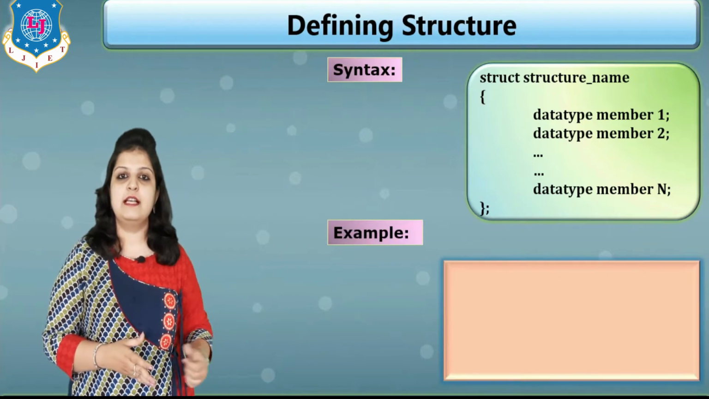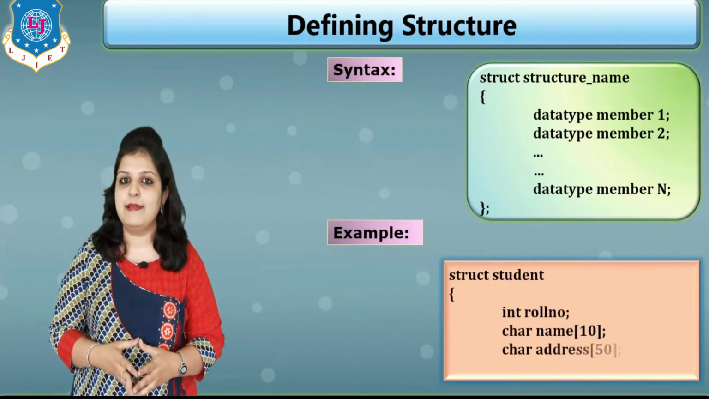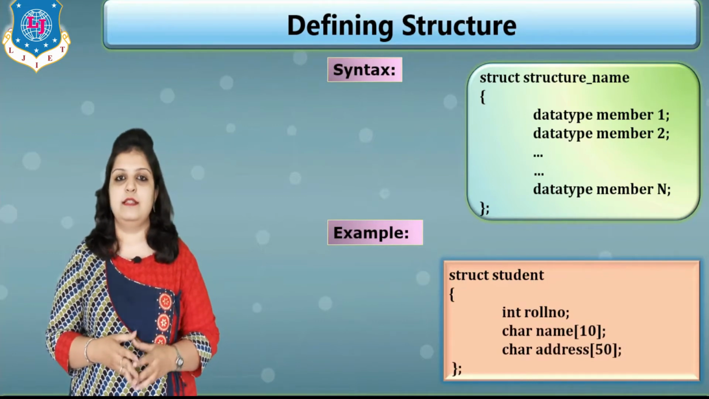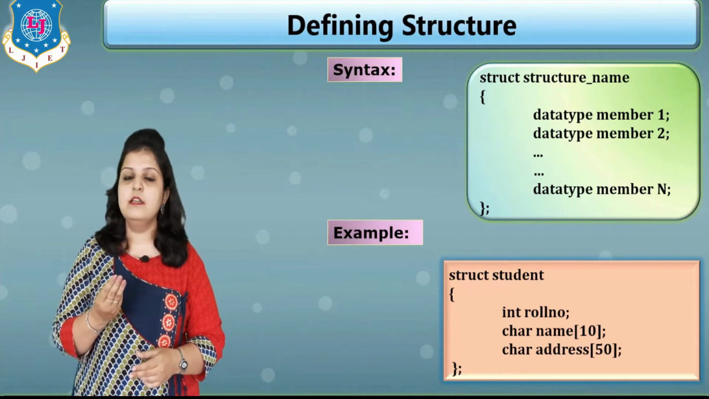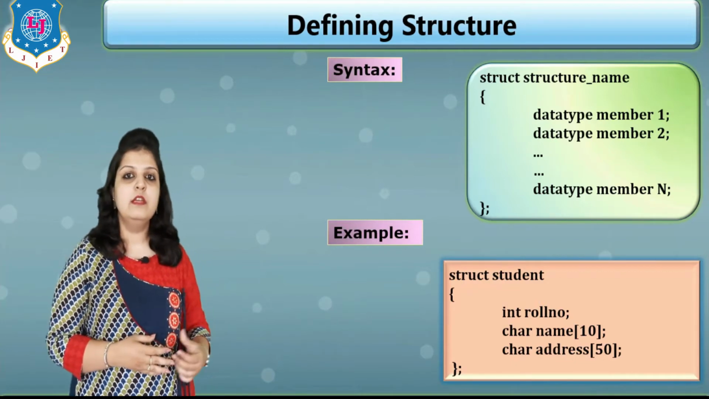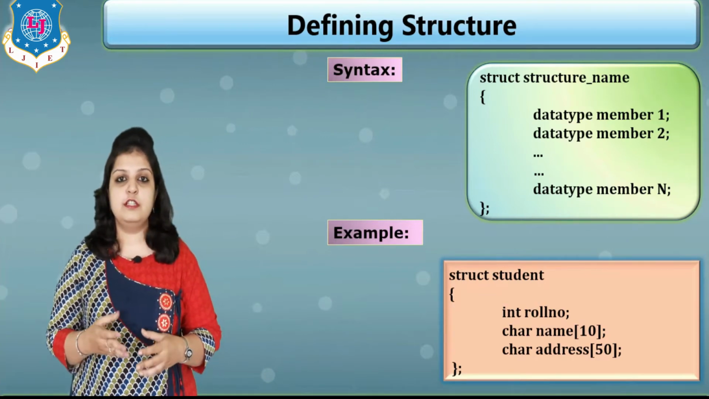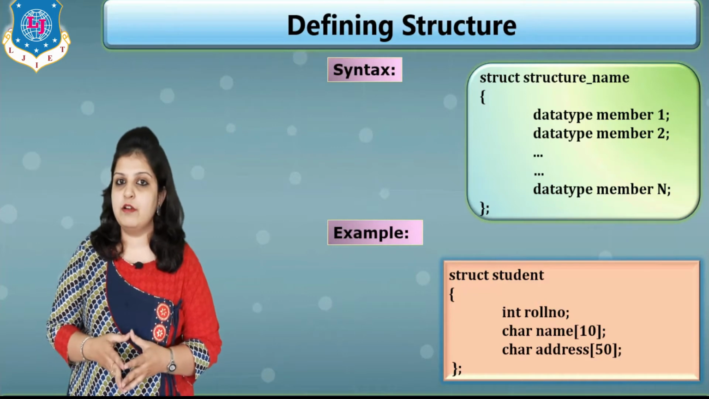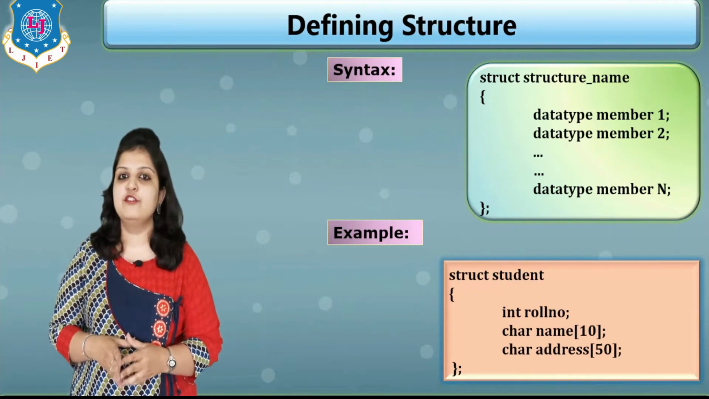Here see the example: struct and then student, because I want to make a structure of student. In curly brackets I have taken 3 members. You can use any number of members here. Our first member is roll number. So just think, what is the data type for roll number? It is integer. That's why I am declaring int roll number.